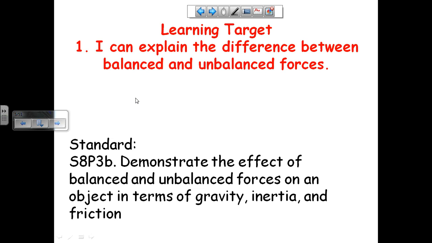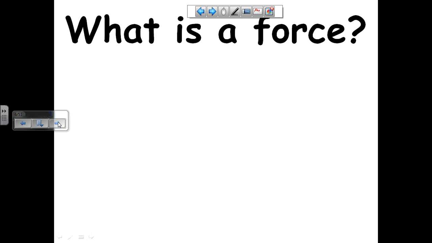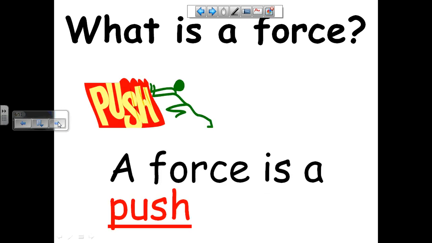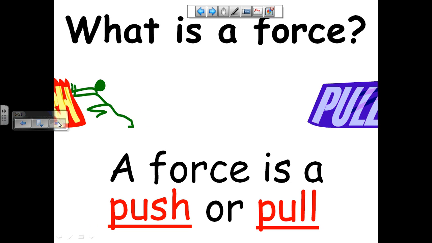We're going to first discuss the difference between balanced and unbalanced forces in this first lesson, and in the next lesson we will talk about the other terms listed in this standard. First of all, what is a force? Well, a force can be a push, or a force can also be a pull. So a force is a push or a pull.